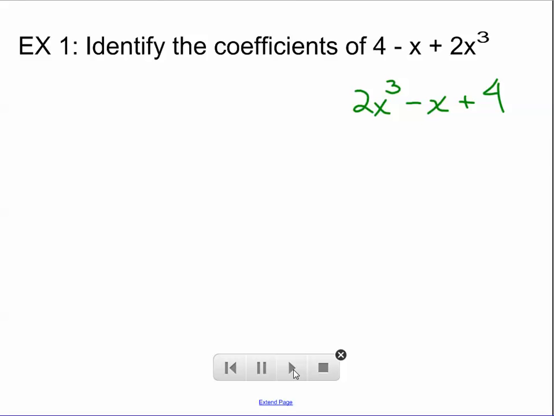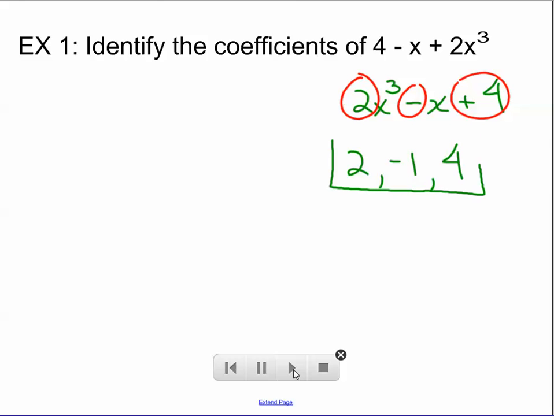The lead coefficient is 2. There are two other coefficients, -1 and 4. So the coefficients of this expression are 2, -1, and 4. That's the answer we're looking for.